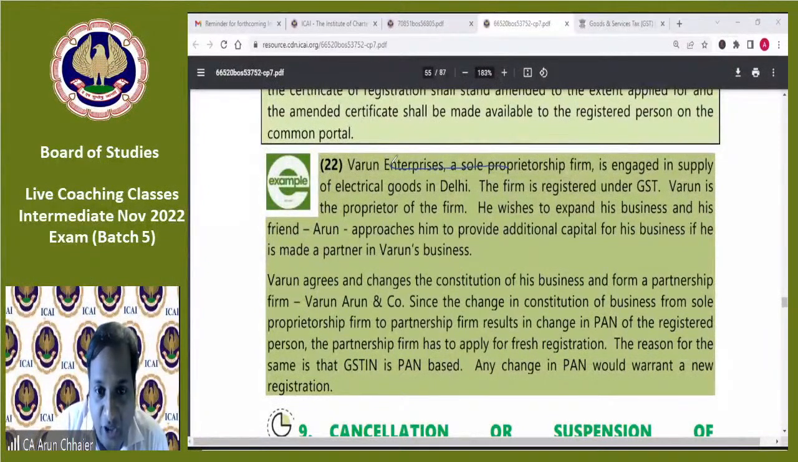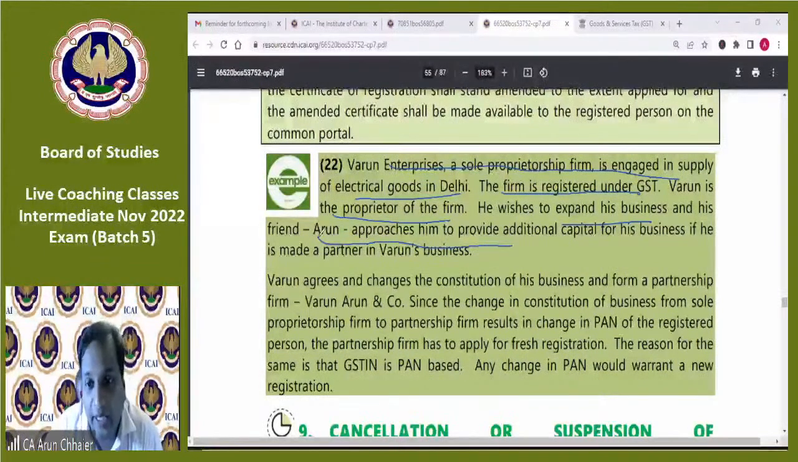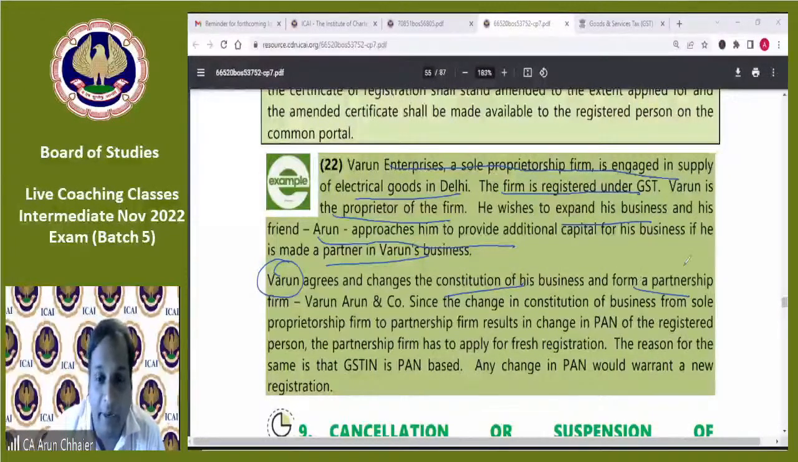Varun Enterprise, a sole proprietorship firm, is engaged in the supply of electric goods in Delhi. The firm is registered under GST. Varun is the proprietor of the firm. He wishes to expand his business and his friend Arun approaches him to provide additional capital for his business if he is made a partner. Now Varun agrees and changes the constitution of the business and forms a partnership.